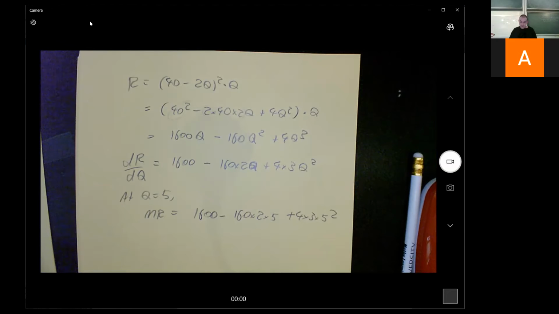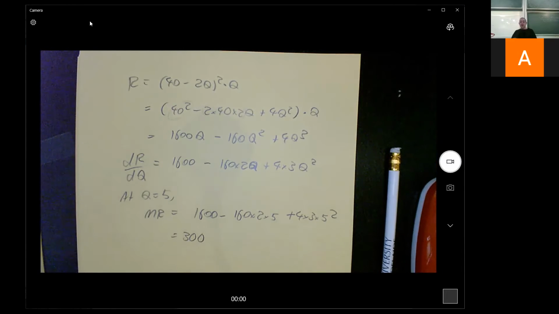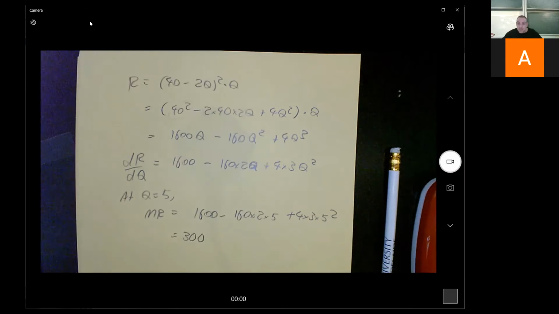$1,600 minus 160 times 2 times 5 plus 4 times 3 times 5 squared is also 300. Whew. Awesome. Okay. So this is an alternative way of doing it, which looks marginally faster today. But if this had been a cubed, then this probably would have been faster. So yeah.